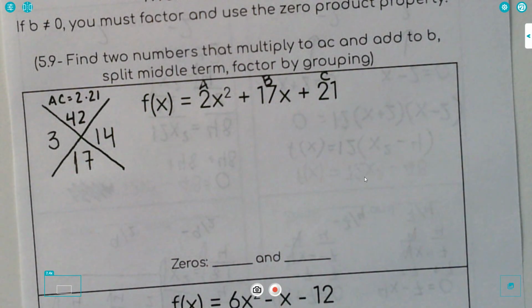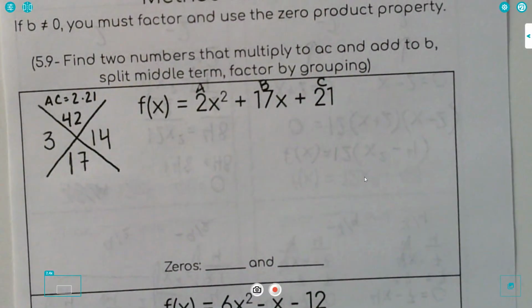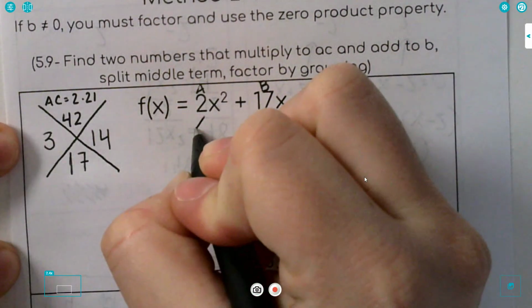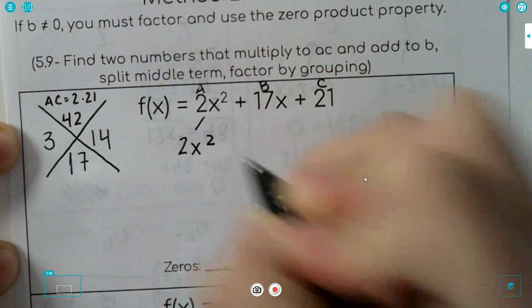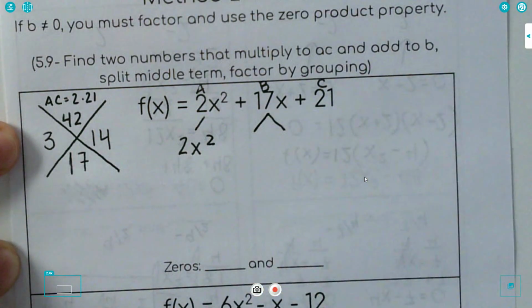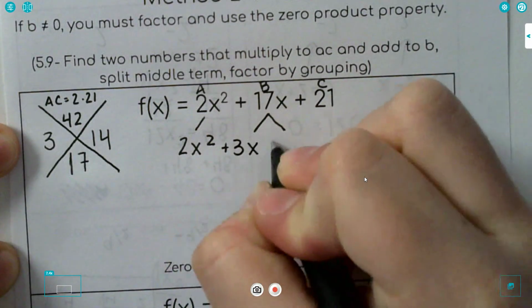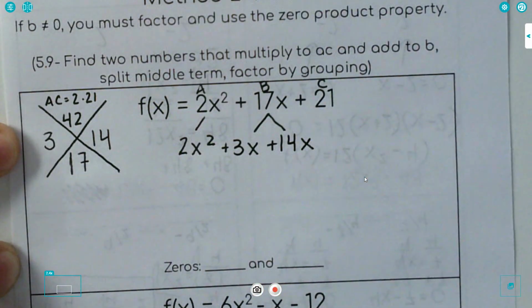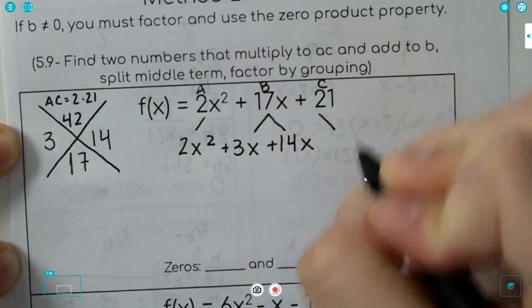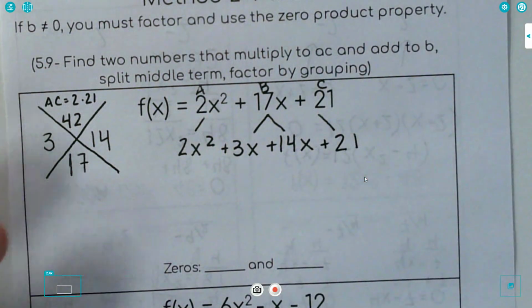So once we figure out those two numbers, we use those to split that 17x. We're going to keep our 2x squared as is. We're going to split up our 17x, and instead of having 17x, we're going to have 3x and 14x. And then we also have our 21. Any questions at the moment?